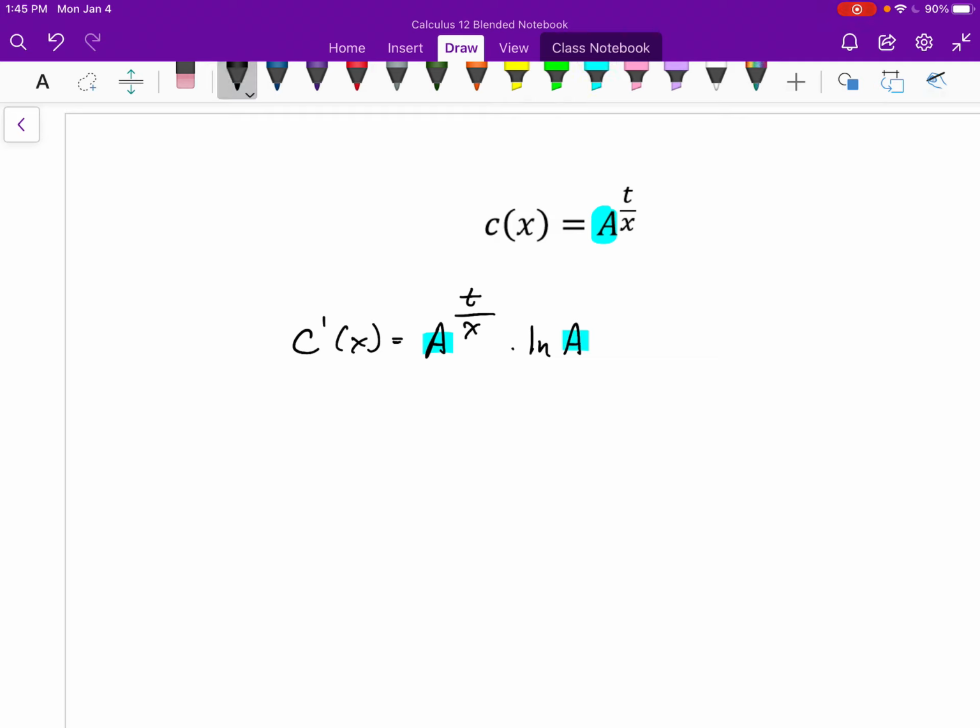Okay, but then I got to multiply that by the derivative, and I'll do this in an extra step, by the derivative with respect to x of t over x. This part right here, the derivative of that. That said, if I want to differentiate t over x with respect to x, I could use the quotient rule, or I could write this with a negative exponent. T divided by x is the same as t times x to the negative 1, which I prefer. So I'm going to rewrite this as t times x to the negative 1.